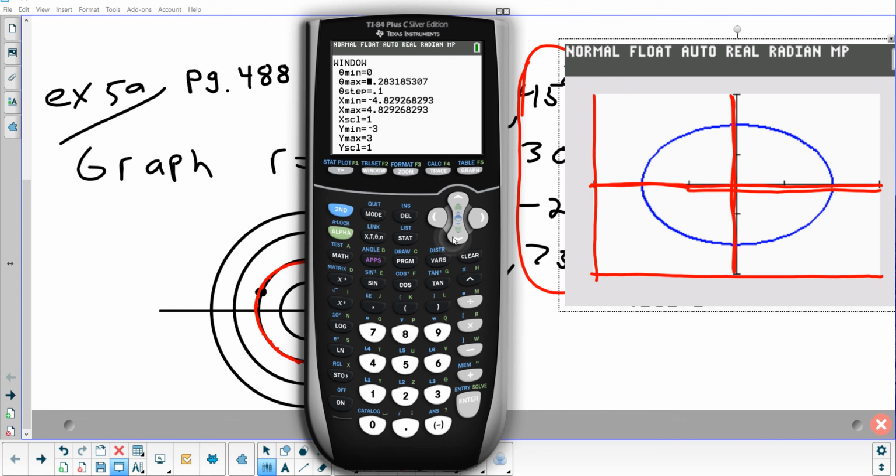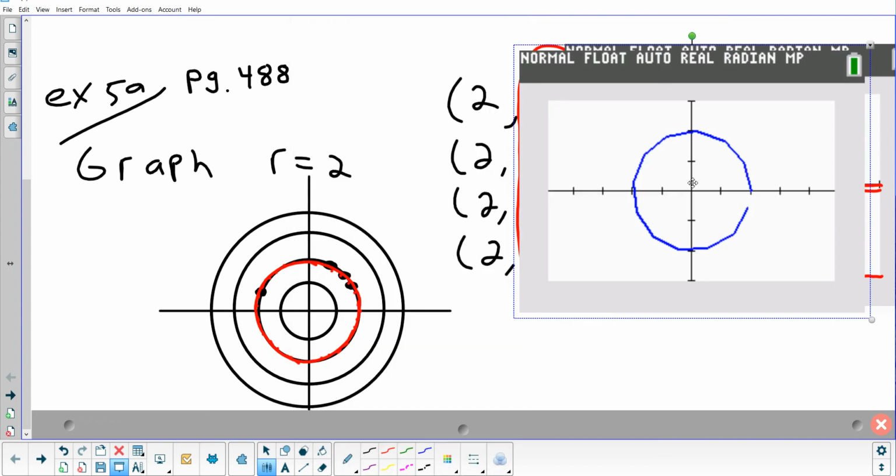Now, if you set your t-step higher, like 0.5, is that going to give you more points or less points on the graph? Less points. It gives you a lot fewer points, and I can now tell that is no longer circular. It looks more like an octagon or something. All right, you didn't plot enough points. Right. So that's the graph of r equals 2.